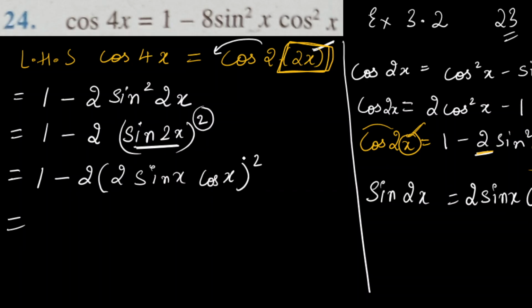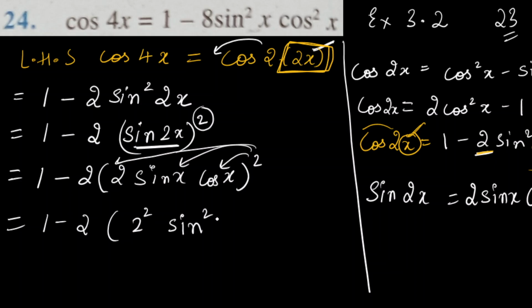Now this square will get distributed to all, to cos, to sine and to 2 as well. So I'll get here 1 minus 2, and 2 square I can write as 4. If you want one more step, I can write 2 square sine square, because everything is getting multiplied: it's 2 into sine into cos. So when we have whole square, this square will get distributed to everything. So 2 square, then sine square, then cos square.